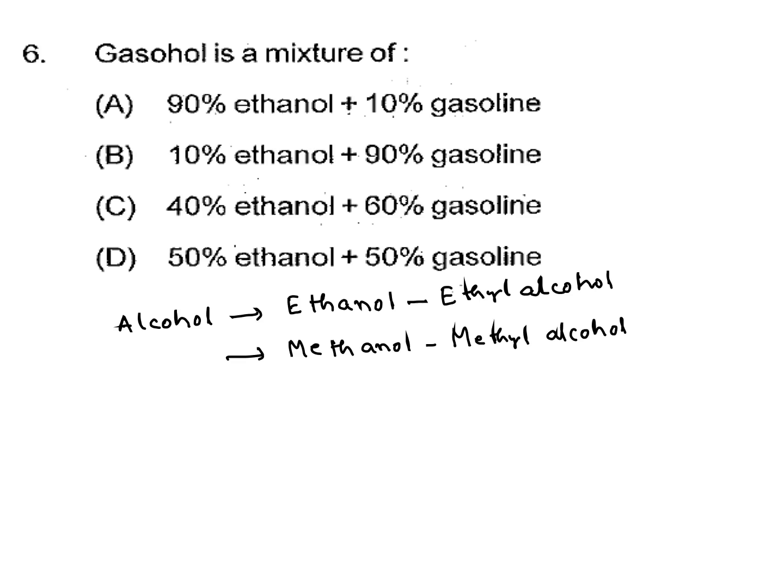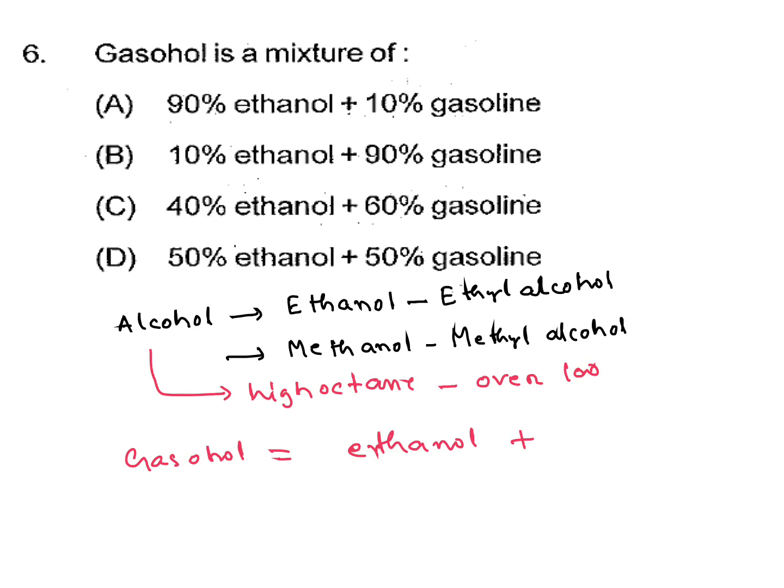Both are high octane fuels. This one is also very important. Its octane value is more than 100. In this question, they asked gasohol is a mixture of what. Gasohol is a mixture of ethanol plus gasoline. Here ethanol percent is 10% and gasoline percent is 90%. So option B is our answer.